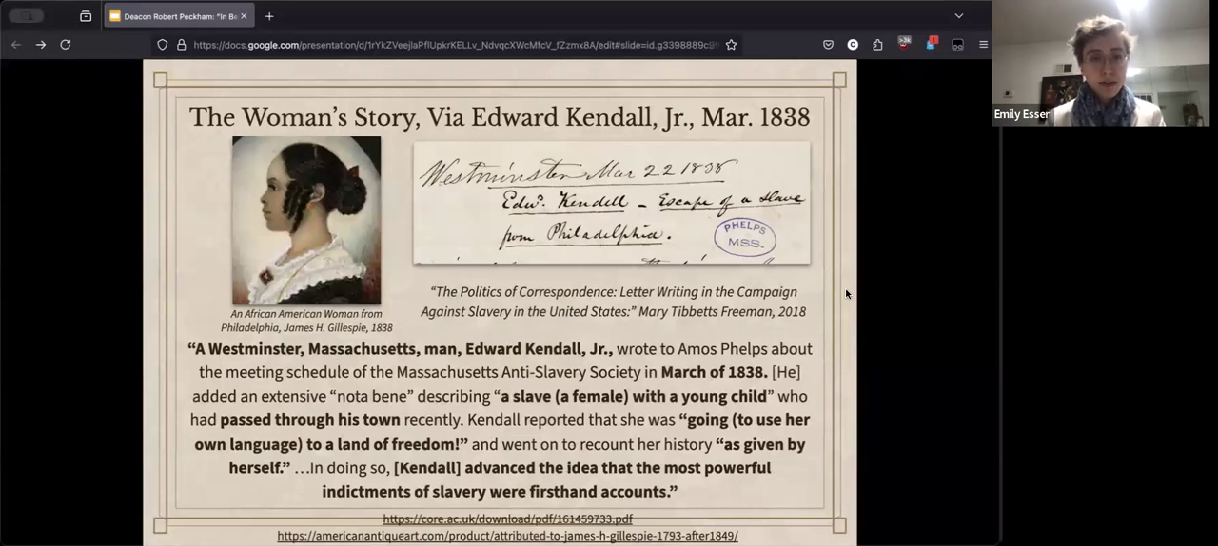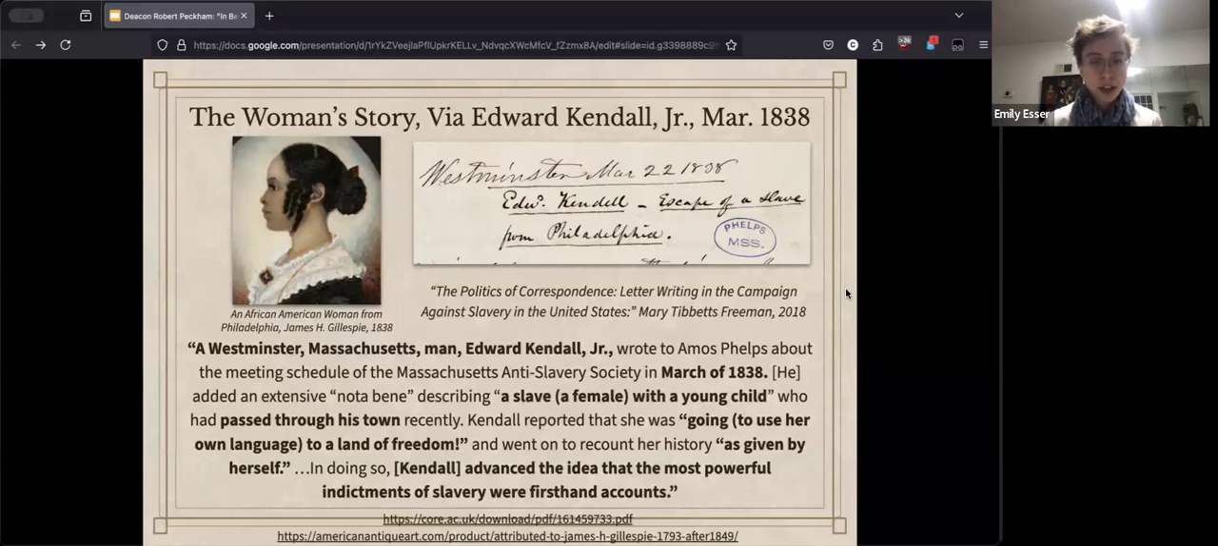Now, here, from the letter from Edward Kendall Jr., March 1838, we have the actual account from her. He wrote it down as she said it. So here's a representation of what she might have looked like. We obviously don't know actually who this is. From the Shores and Smiles collection, a lovely little miniature.